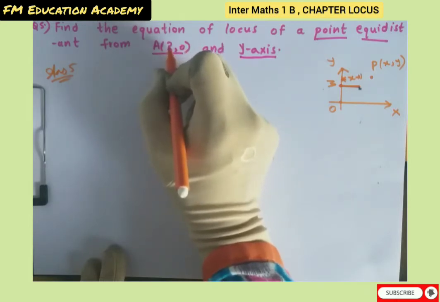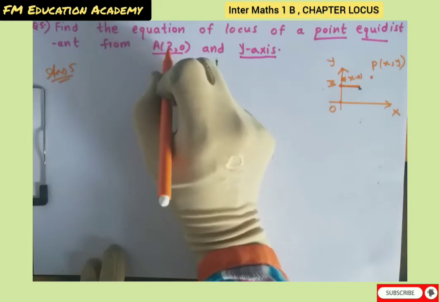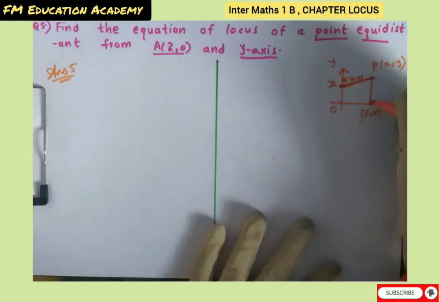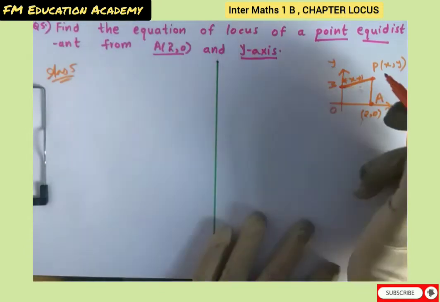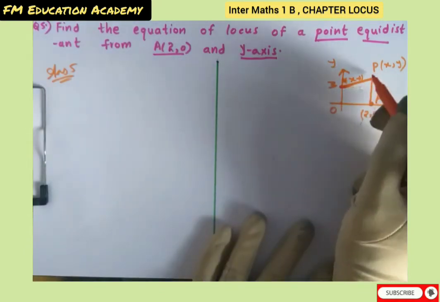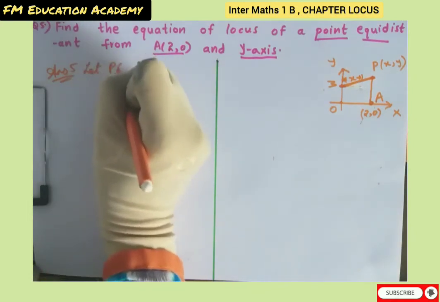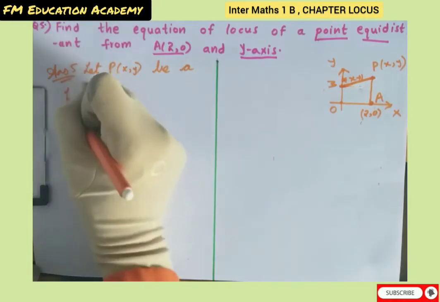Where will this point lie? We know whenever x coordinate is 2 and y coordinate is 0, it will lie on the x-axis. So let us suppose that this is 2 on the x-axis and y coordinate is 0, means (2, 0). So this is our A, (2, 0). So here in the question, the geometrical condition given to us is PM is equal to PA. That is, x is equal to the PA distance. So we can write: let P(x, y) be a point on the locus.